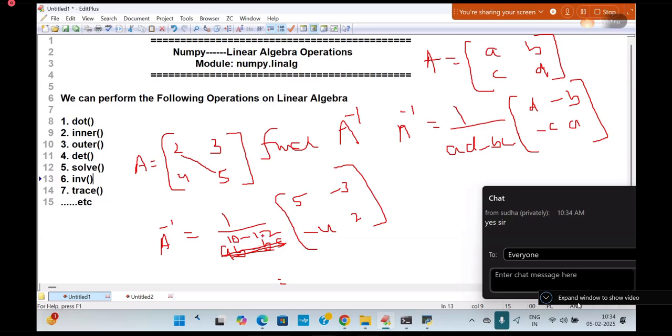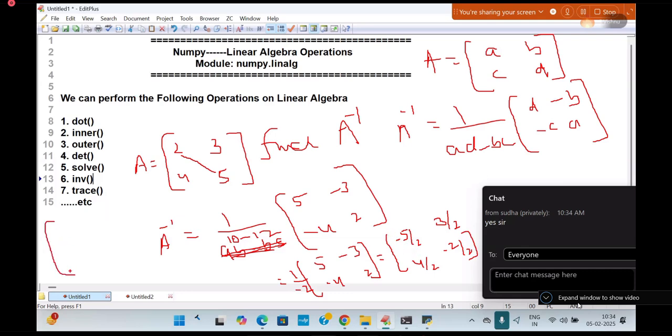Minus 2. 1 by minus 2. What is the answer? 1 by minus 2 multiplied by the matrix, students: 5, minus 3, minus 4, 2. What is happening? Minus 5 by 2, next 3 by 2, next 4 by 2, minus minus cancels, minus 2 by 2. What is the answer? 5 by 2.